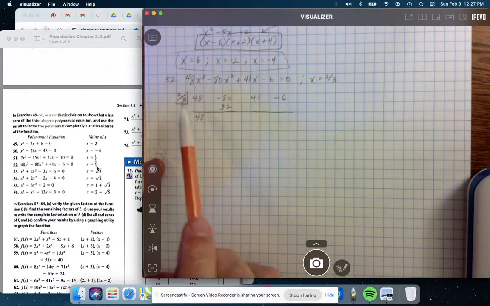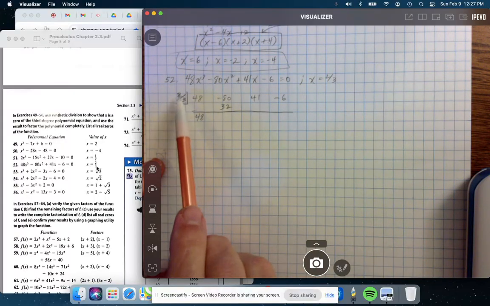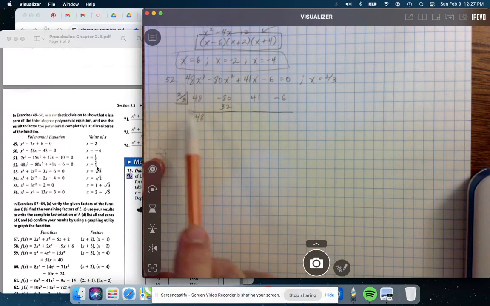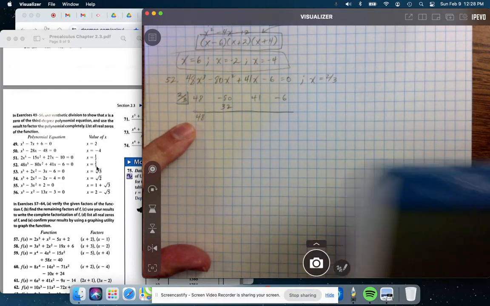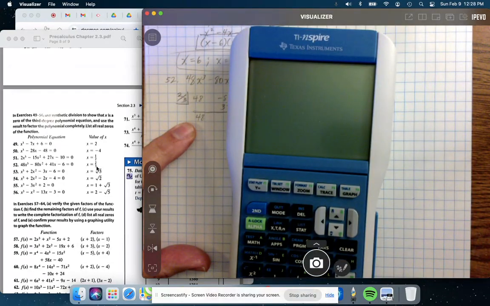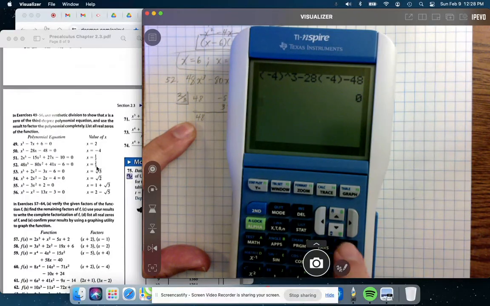I started with 48. You divide by the denominator, multiply by the numerator. 48 divided by 3 is 16. 16 times 2 is 32. On your calculator, you would just do 48 times 2 over 3, and that gives you 32.